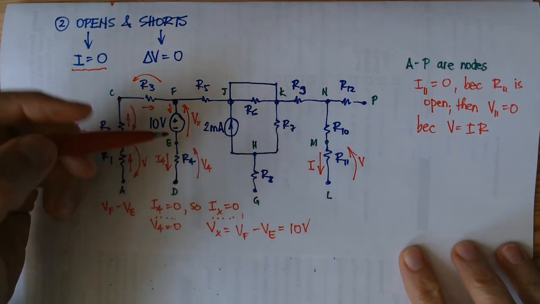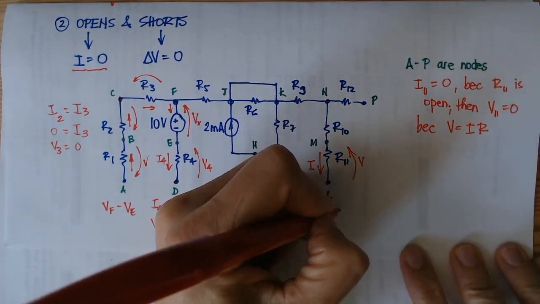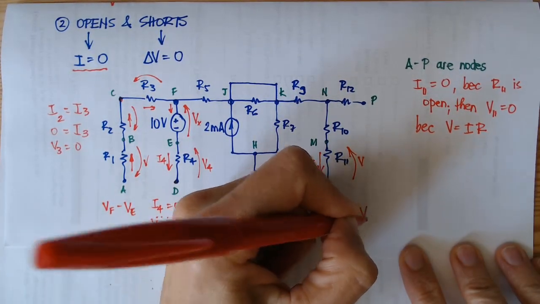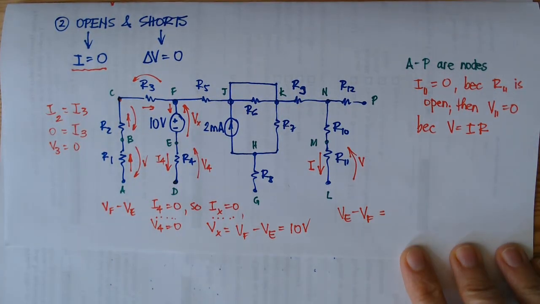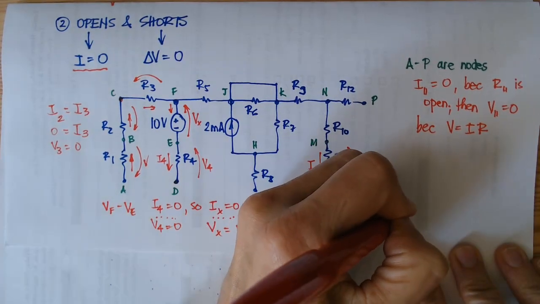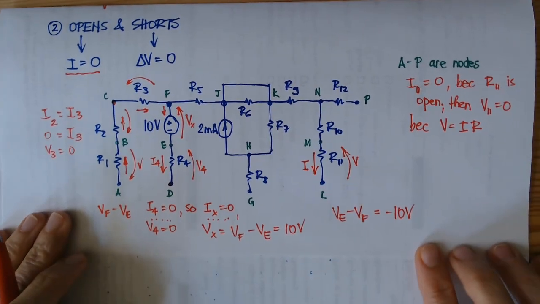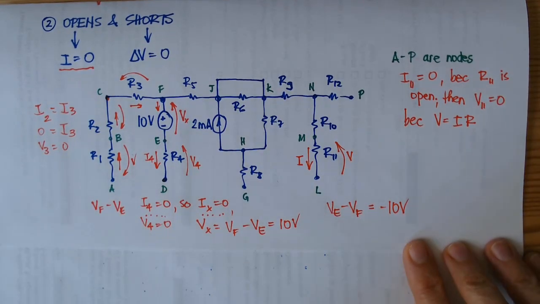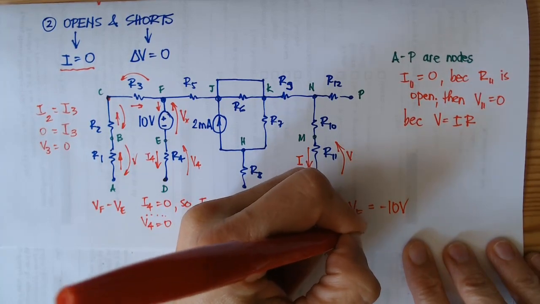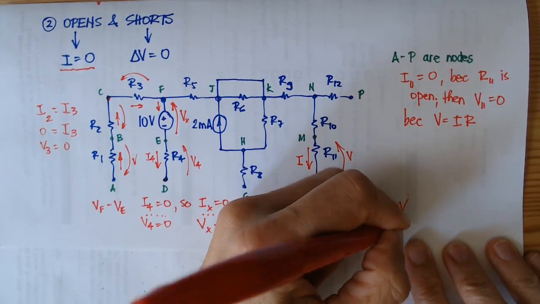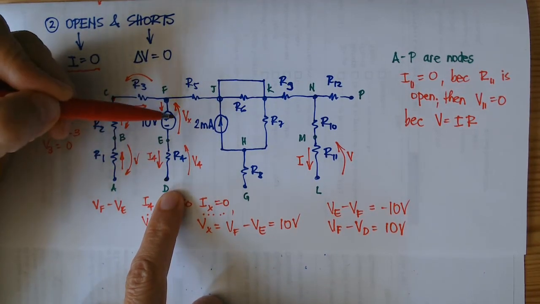Now, two other things on this particular part of the circuit. If I had written VE minus VF, it would have been the opposite. So it would have been minus 10 volts. And I can explain this in class in case it's not clear. Secondly, if I write what is VF minus VD, it's also 10 volts because the V4 is 0 and Vx is 10.